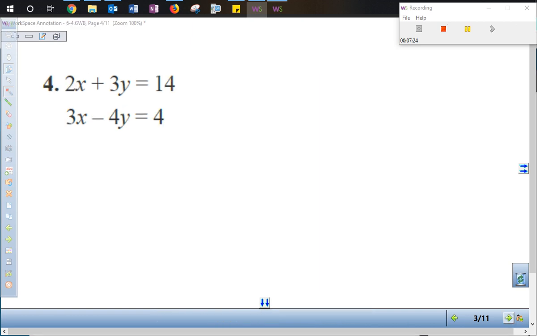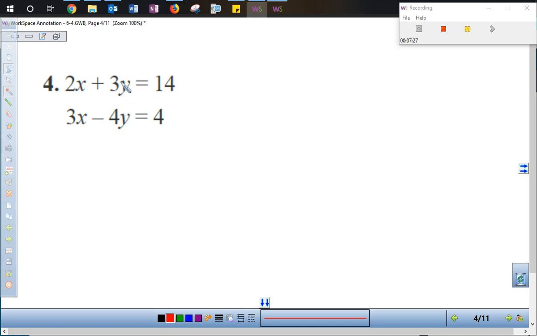Okay, let's try it again on number 4. If I look at number 4, everything's lined up good to go, but nothing's going to eliminate. So I'm going to start by looking at my x values. Using multiplication, I can't really turn a 2 into a 3 or a 3 into a 2. So if I look at my y values using multiplication, again, I can't easily turn a 3 into a 4 or a 4 into a 3.